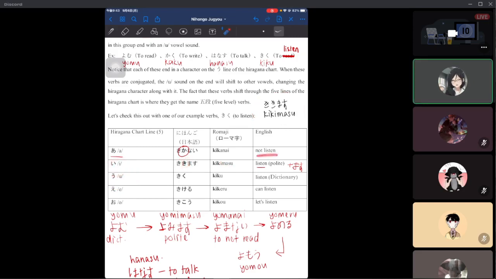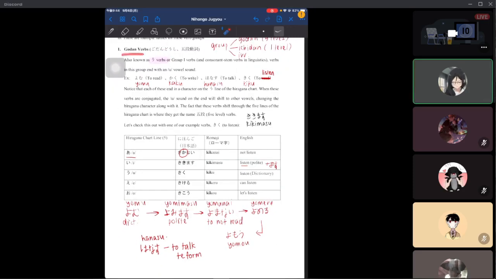And of course, in other contexts too, you have to change the K to a different vowel. So this one is ku, and this will become ki here. This one will become ka. This one will become ke, and this one will become ko. So if you notice, the vowel will change. That's why it is called godan, the 5 levels, because they have 5 different ways to conjugate. So that is the first, godan.